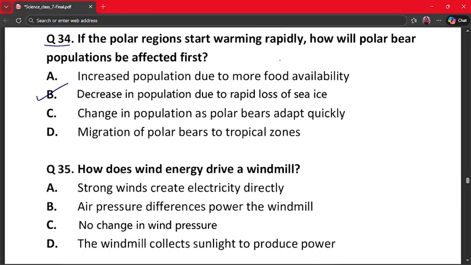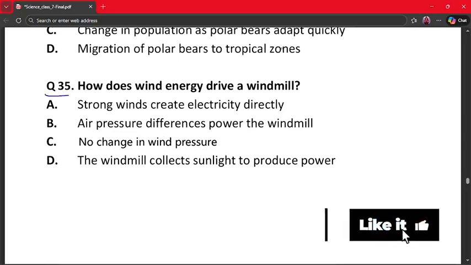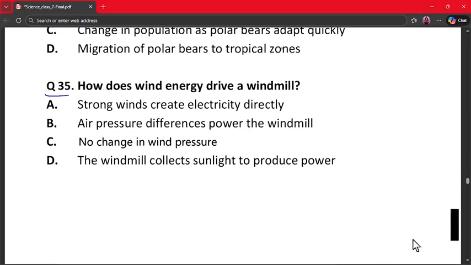Our next question is question number 35. How does wind energy drive a windmill? A. Strong winds create electricity directly. B. Air pressure differences power the windmill. C. No change in wind pressure. D. The windmill collects sunlight to produce power. The correct answer is option B, because wind is caused by pressure differences and moving air pushes windmill blades. This motion generates energy. So air pressure differences power the windmill.